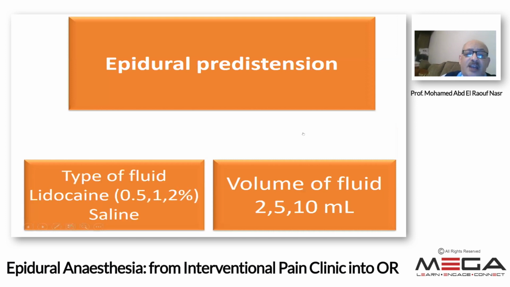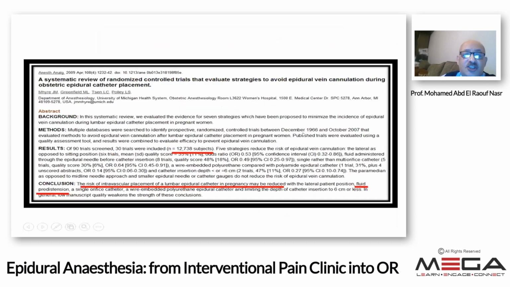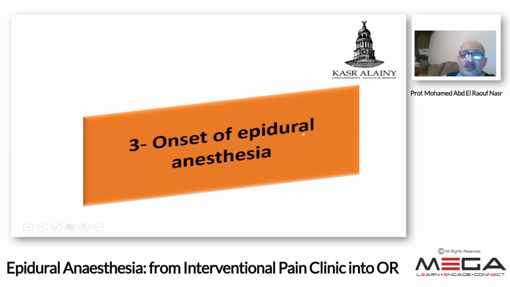In the literature, you can use from lidocaine 2% down to lidocaine 0%, I mean saline. And the volumes are usually 2, 5, or 10 milliliters, and in rare cases 20 milliliters. Personally, I put 3 milliliters of lidocaine, add to it 3 or 5 milliliters of saline, and I predistend my epidural space in every case. And a lot of publications show the value of epidural predistension and its advantage.